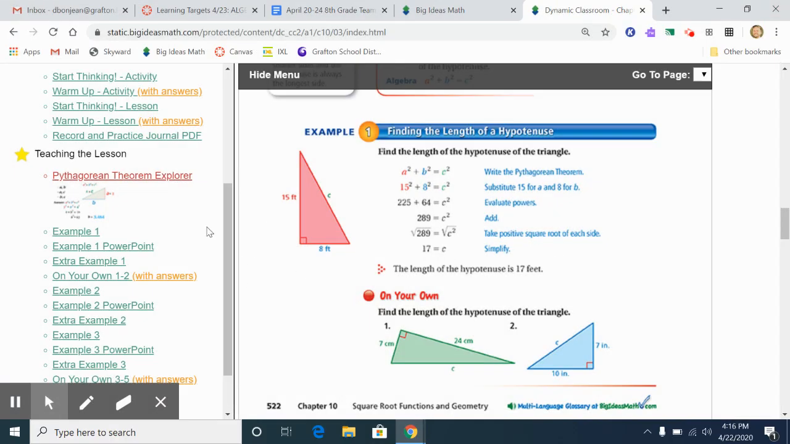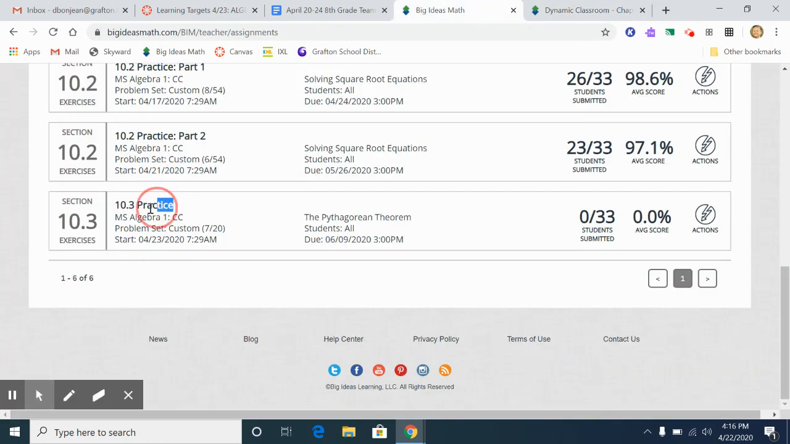At this point, you are going to go into Big Ideas and practice this. I think there are 7 questions in there for you to practice today. So at this time, go to Big Ideas, go to the 10.3 practice assignment, and complete that today. And tomorrow you'll have an IXL benchmark on this to end your week.